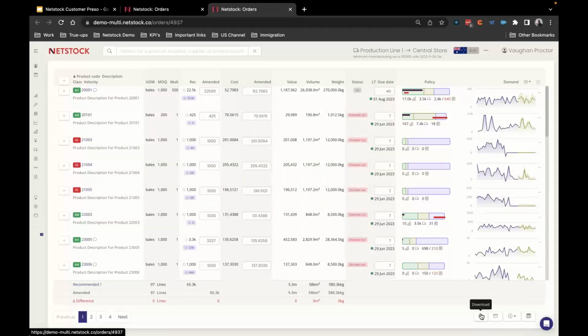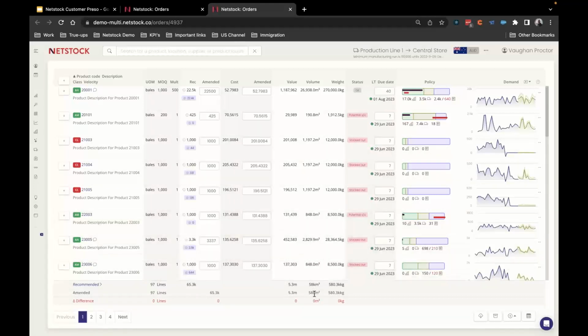From there, you could say download. That would then download and upload into your Sage ERP as a purchase requisition that you can then take through your usual authorization process and budgets and all that type of stuff before sending it off to the supplier. But then at least you know that you've got the best possible order that you could have placed as quickly as possible.